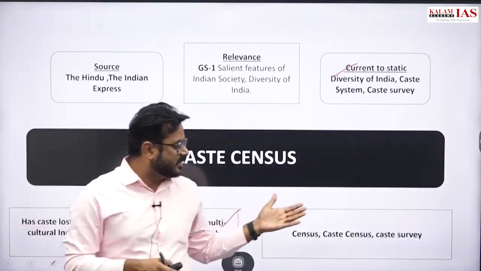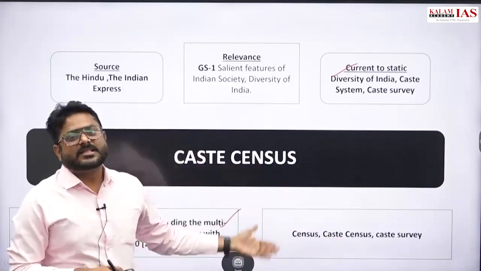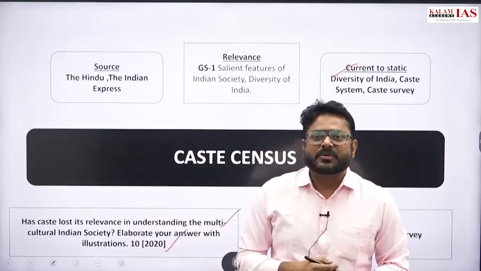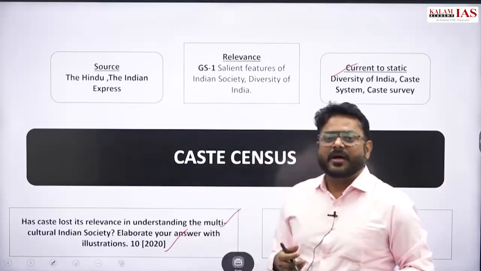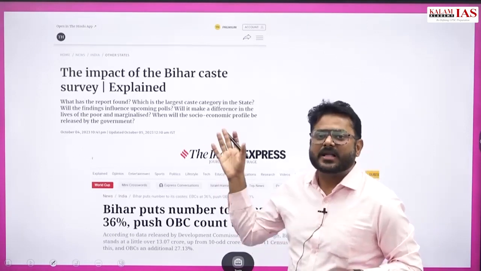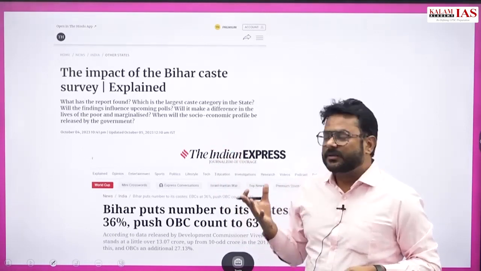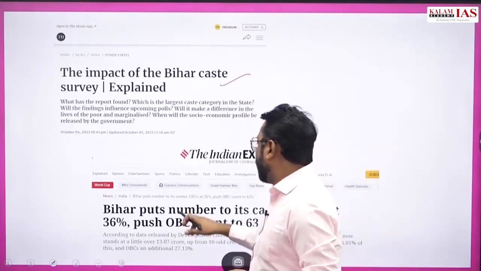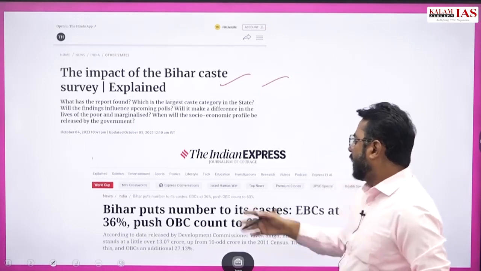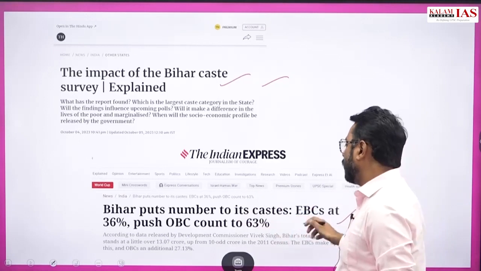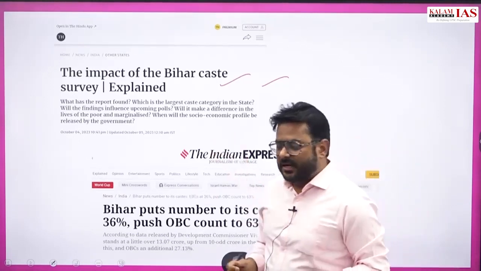So we will be looking at several things like what is census, what is caste-based census, what is caste survey, what are the differences between them, and what possible things can come out from the prelims as well as the mains point of view. So this was in the news. Recently Bihar has conducted a survey on the basis of caste. The impact of the Bihar caste survey was in The Hindu: Bihar puts numbers to its castes, EBC at 36%, OBC count 63%. So this was in the news recently.